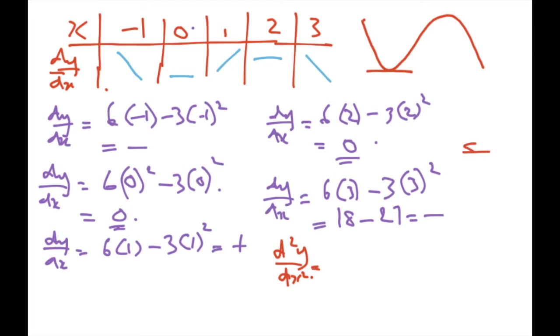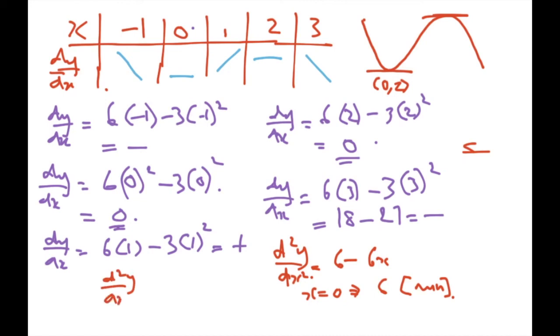But otherwise you can do double differentiation. When you do double differentiation, you get 6 minus 6x. When x equals 0, you get a positive value, which is 6, and this proves that it is a minimum point. So the point over here is (0, 2).